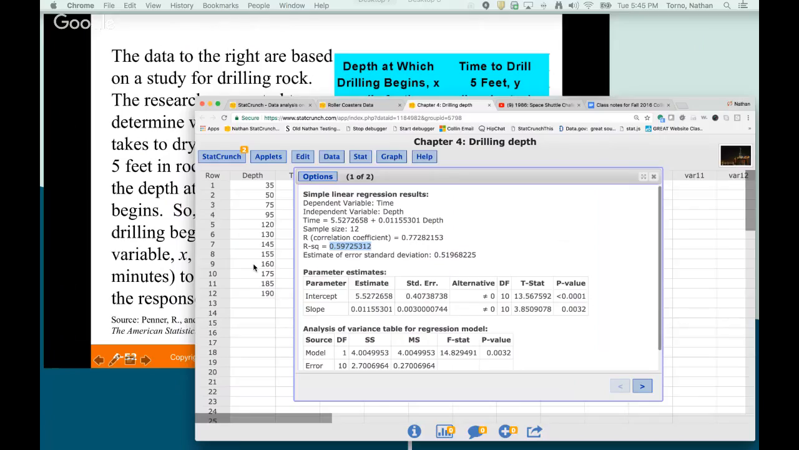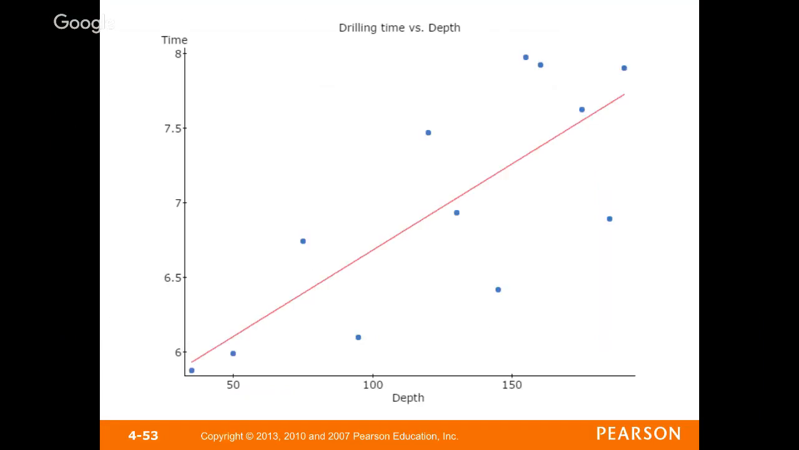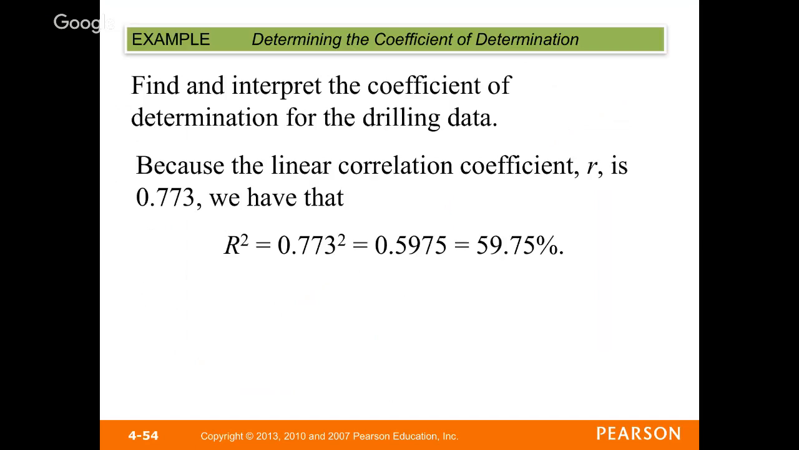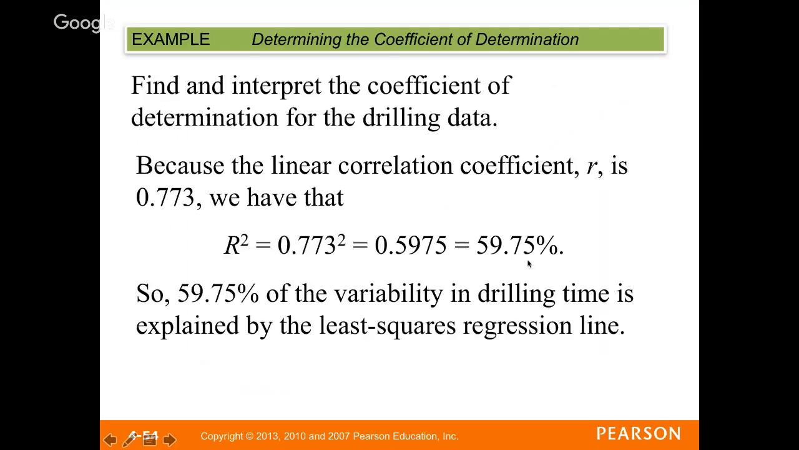So big picture, going back to the slides, you need to be able to find and interpret the correlation coefficient. In this case, the linear correlation coefficient, if I gave that to you, is 0.773. That means that R-squared would be 0.773 squared. It's 0.5975. So that's the same thing I've shown in StatCrunch for this. That interprets to about 59.75%. So 59.75% of the variability in drilling time is explained by this least squares regression line.